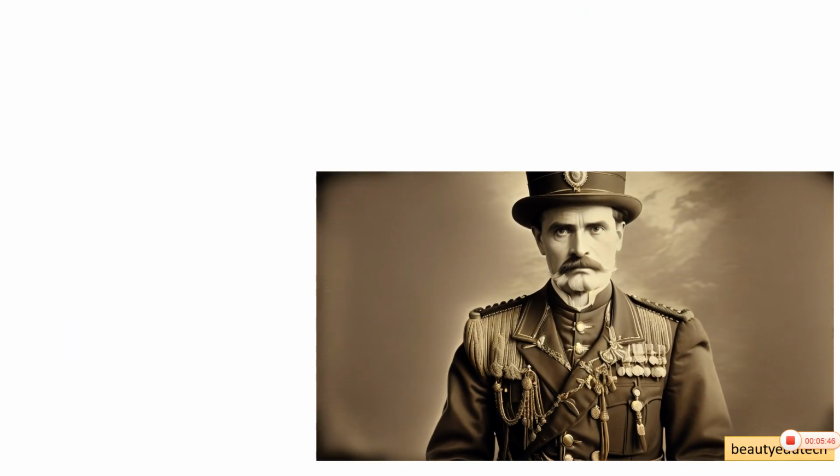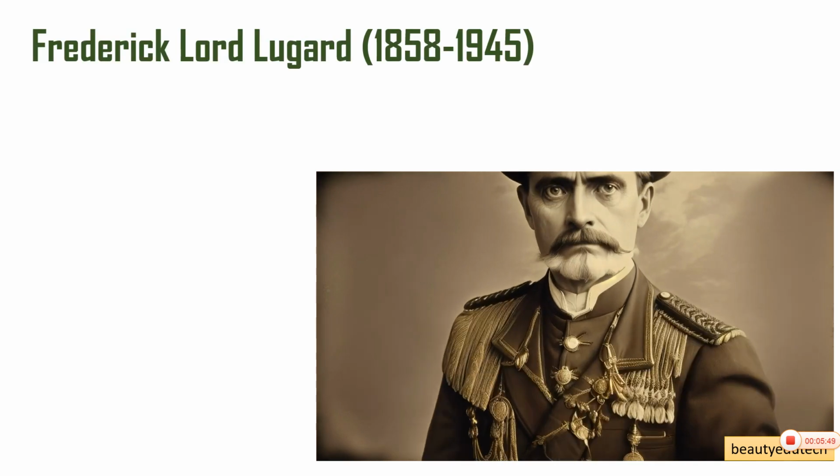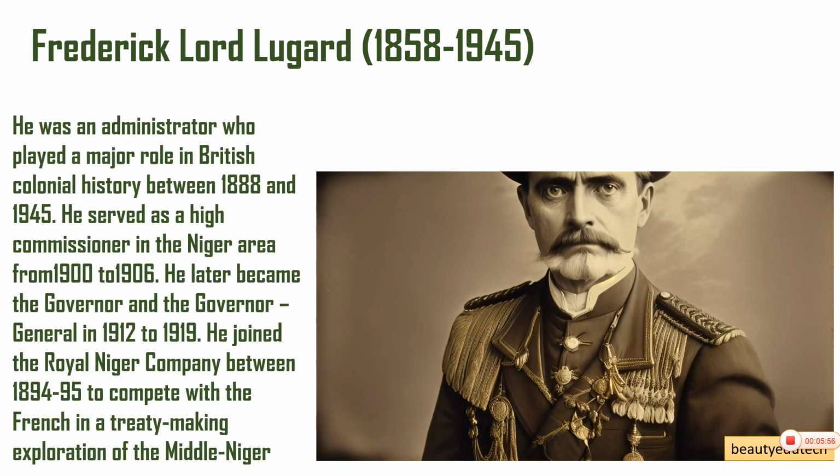Another personality involved in the amalgamation of Nigeria was Sir Frederick Lord Lugard, born 1858 and died 1945. Lord Lugard was an administrator who played a major role in the British colonial history between 1888 and 1945. He served as a High Commissioner in the Niger area from 1900 to 1906. He later became the Governor and the Governor General in 1912 to 1919. He joined the Royal Niger Company between 1894 to 1895 to compete with the French in a treaty making exploration of the Middle Niger. This was the role Sir Frederick Lord Lugard played in the Nigerian territory.